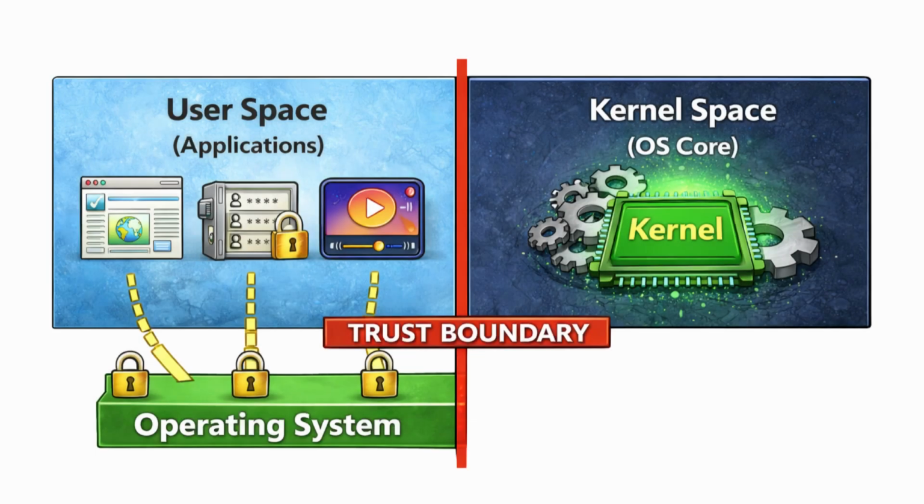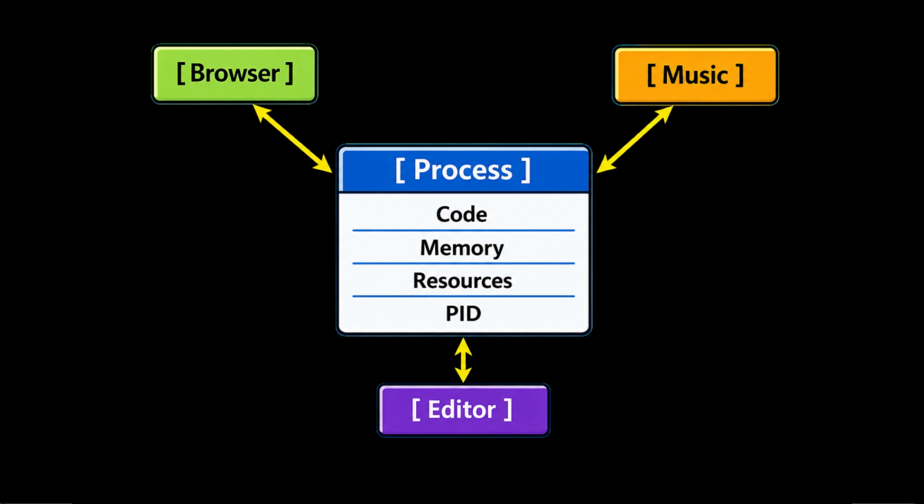In the last video, we understood that the operating system protects the system using isolation and trust boundaries. But now the real question is, when you open an app like a browser or a music player, what exactly is happening inside the operating system? Because security problems don't just exist in theory, they happen when the code is actually running. So in this video, we will understand what a process is, what a thread is, and why execution itself can create vulnerabilities.